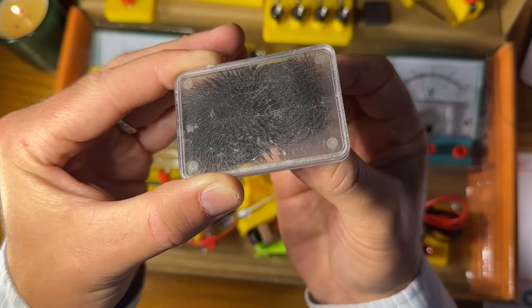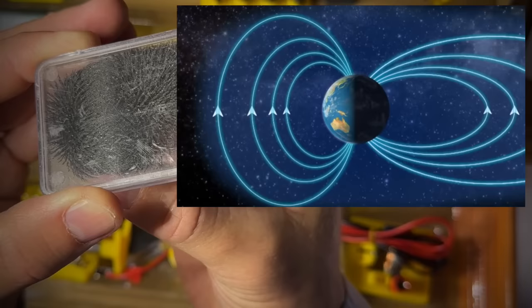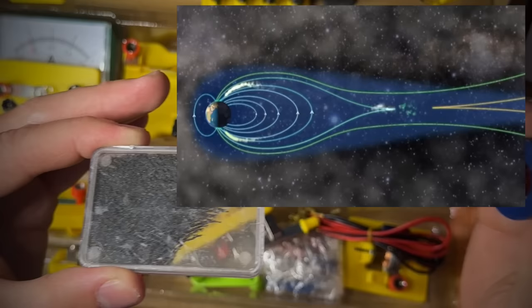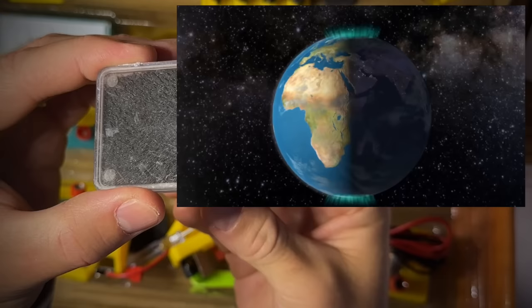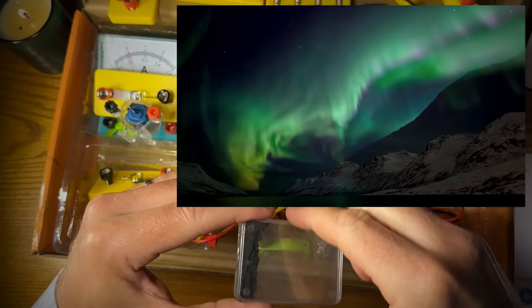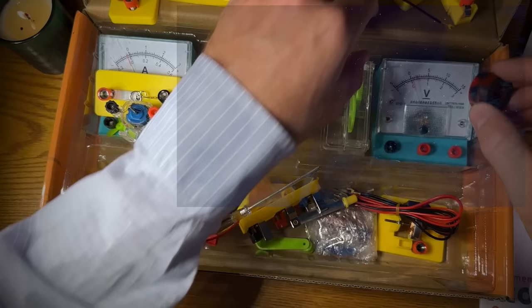So that's how compasses work. We are protected by Earth's magnetic field, which funnels potentially harmful solar radiation right into the poles of the Earth and creates those beautiful auroras when that energy strikes the nitrogen and oxygen molecules in Earth's atmosphere. Okay, that's too much fun, but it doesn't demonstrate too much.